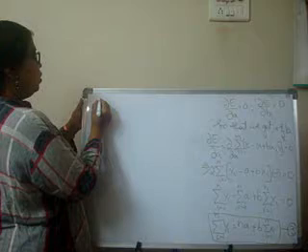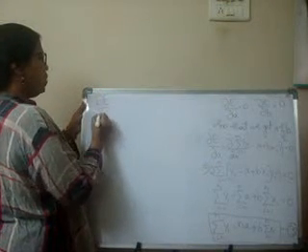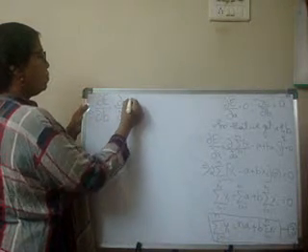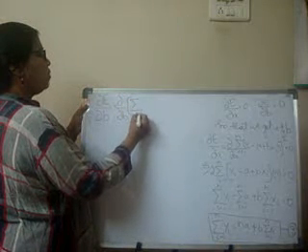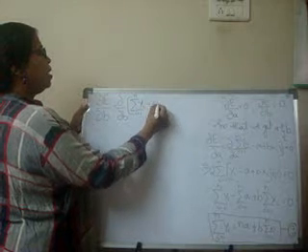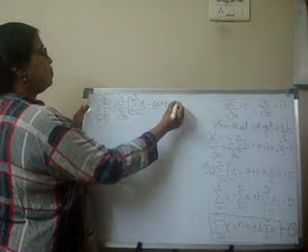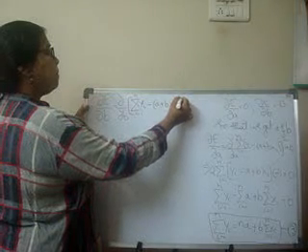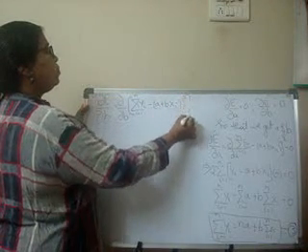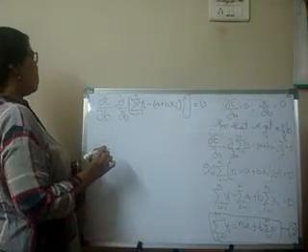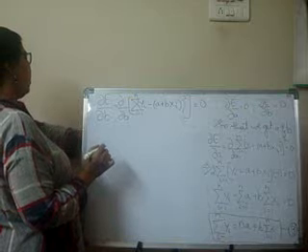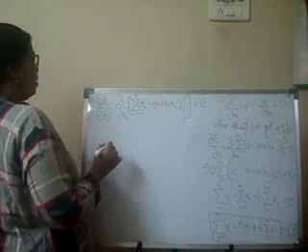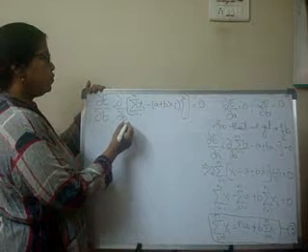Now, ∂E/∂b is equal to ∂/∂b of the summation over i going from 1 to n of (yi − (a + bxi)) square, which should be equal to 0. Now what will that be equal to?